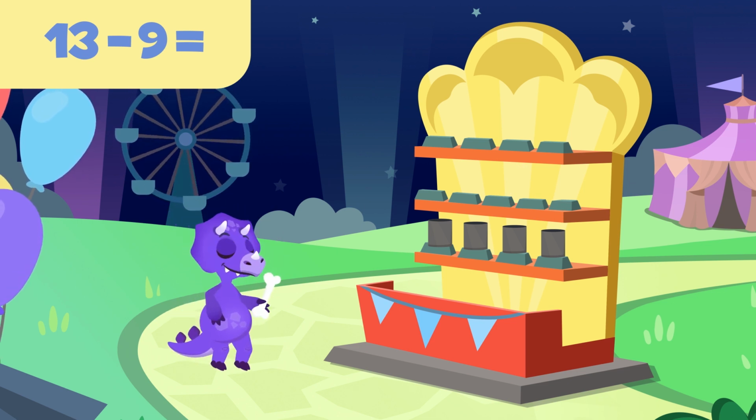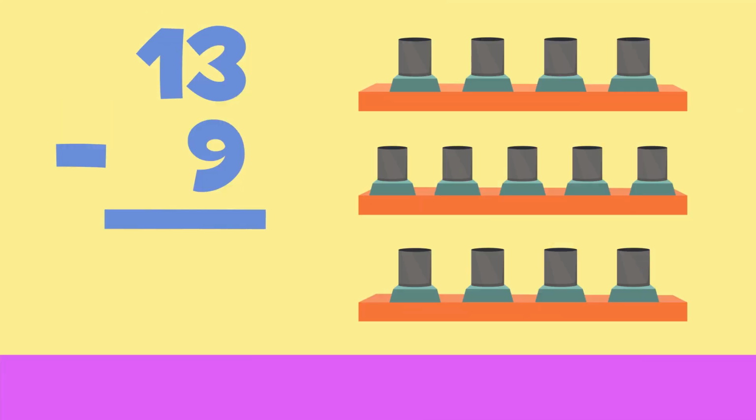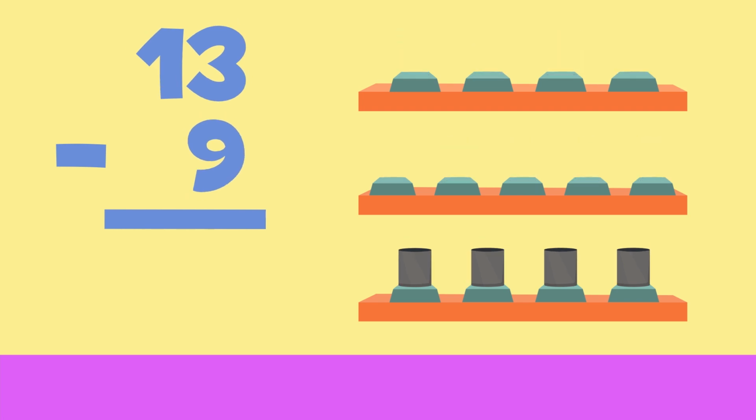Fantastic! You are truly good at this. If there were 13 cans before, and you hit 9 of them, now there are 1, 2, 3, and 4 cans left. The result of the subtraction problem, 13 minus 9 would be 4.